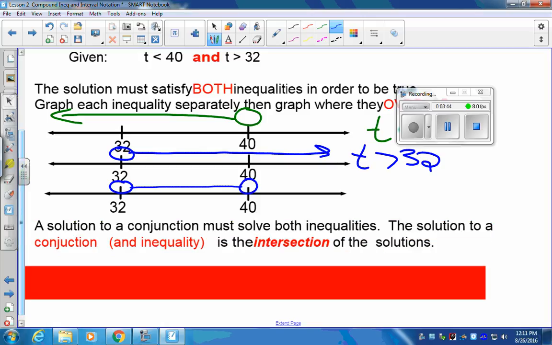All right, so this is important. A solution to a conjunction must solve both inequalities. The solution to a conjunction is the intersection of the solutions, where they intersect or overlap or cross each other. Important to know.